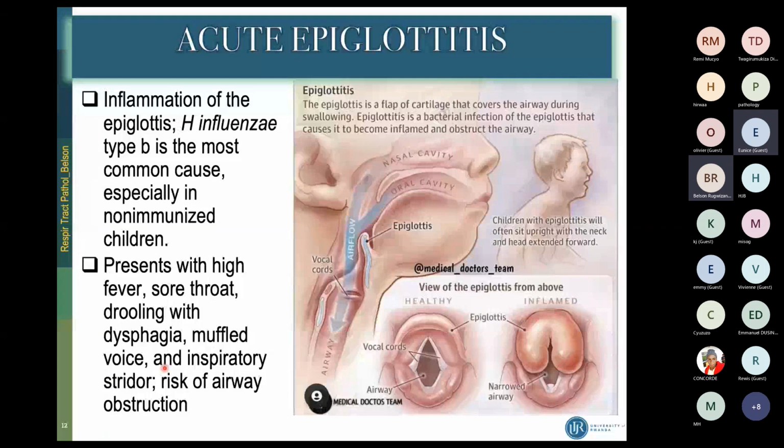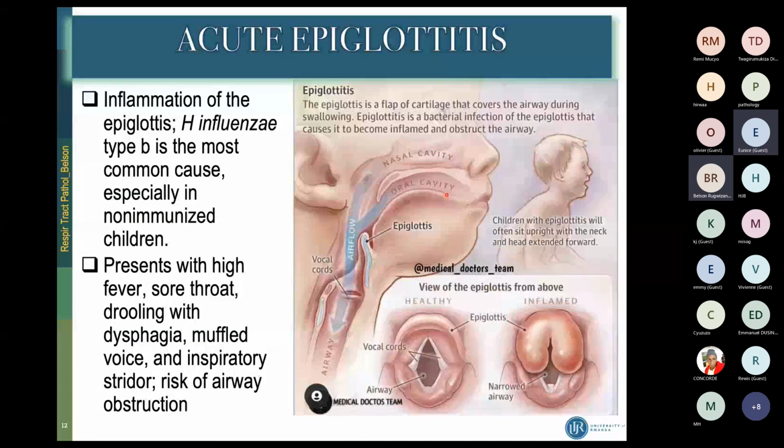So for the larynx, of course, I hope you remember the anatomy. We have the oral cavity, then we have the epiglottis and the vocal cords, or this part is the larynx. Then from the larynx, we go to the trachea. So one of the common inflammations is epiglottitis, or epiglottis. It depends on the English you are using, American or the British one.